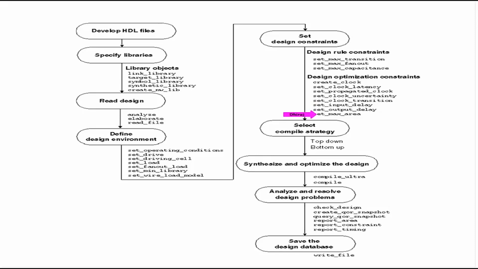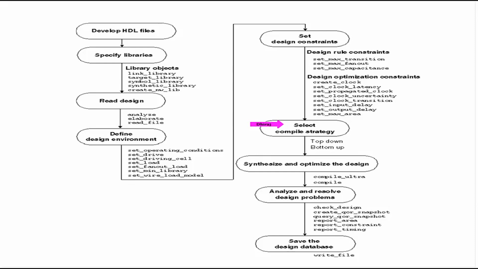So till this point, before selecting the compile strategy, we have looked at how to specify the boundary conditions. First, how to set the library, read the RTL, set the operating conditions, load model, etc. Set design constraints. So before this point, we have not actually performed any synthesis. We are just setting up our tool, setting up the constraints, setting up all the desired operating conditions before the synthesis even goes ahead.